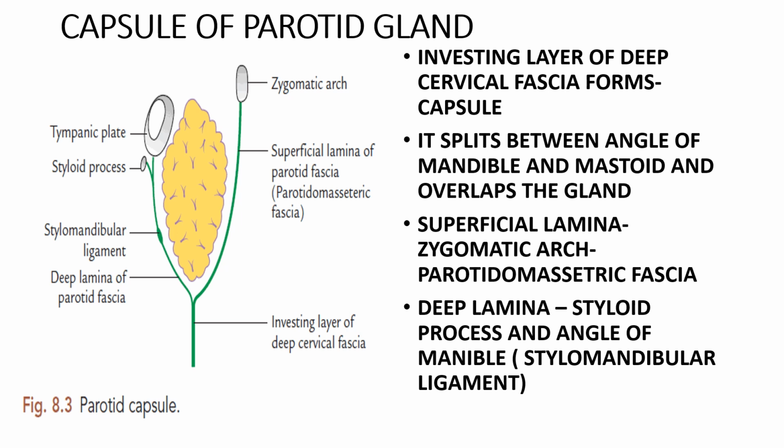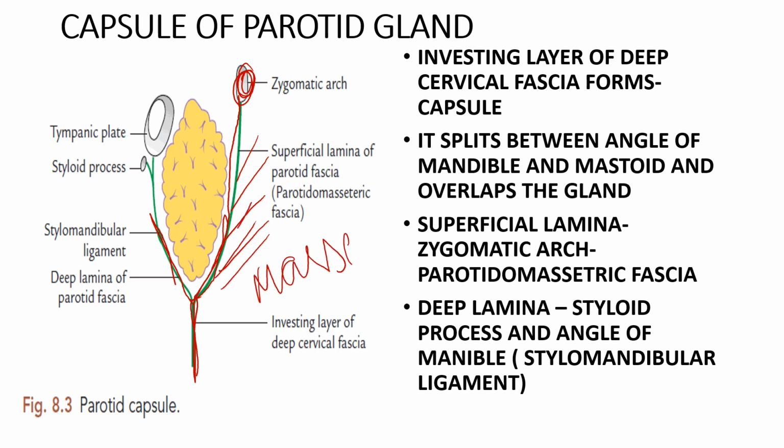Now, this is the same slide just to explain that the investing layer of the deep cervical fascia will split into two lamina, superficial lamina and the deep lamina. As you already know, the superficial lamina is attached to the zygomatic arch and it blends with the epimysium of the muscle known as masseter muscle. That is why it is called the parotidomasseteric fascia. Whereas the deep lamina will be attached to the styloid process.